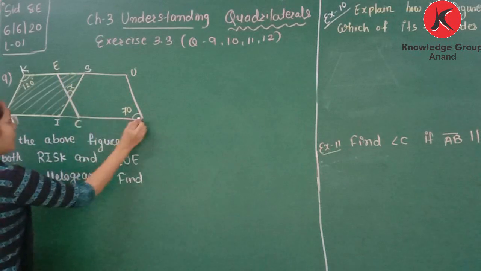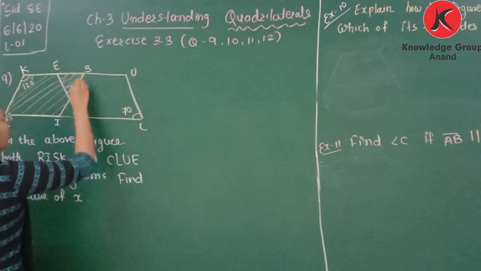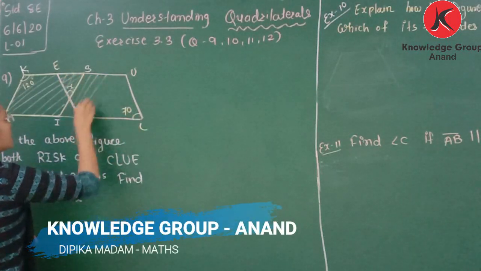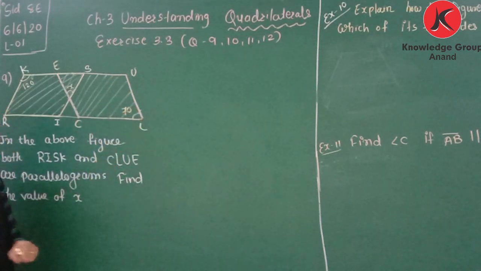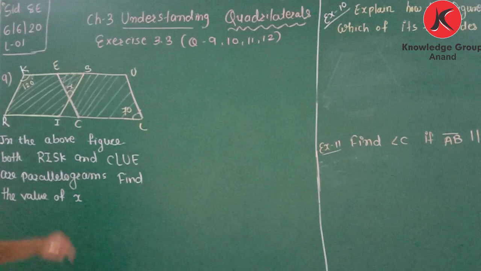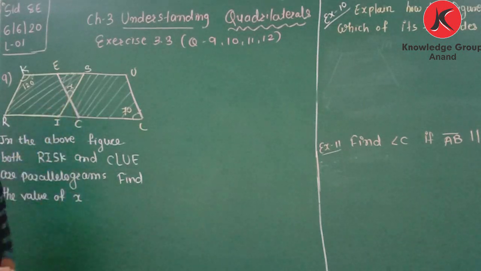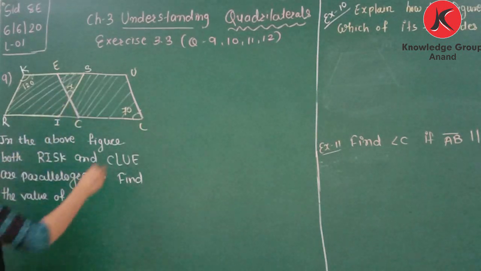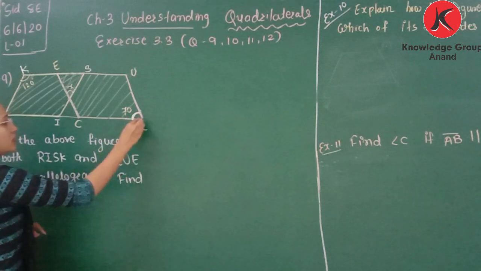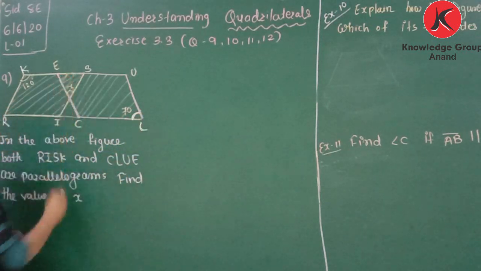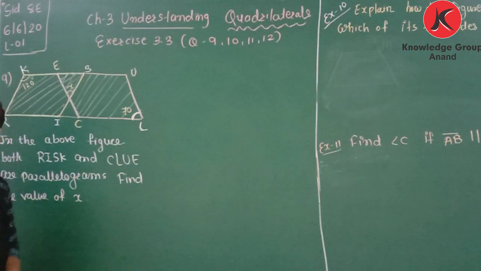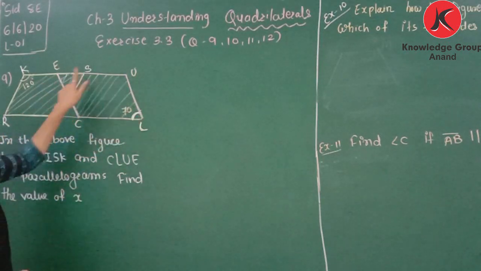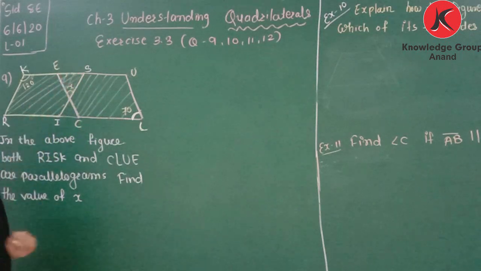Here CLUE is also a parallelogram, this side you can see in pink color, so it is also a parallelogram. Now using the properties of a parallelogram you need to find the value of x. Clear? So first of all, if angle L is 70 degrees, E is also 70 degrees. Why? Because in a parallelogram opposite angles are equal, and in parallelogram CLUE, E and L are opposite angles.